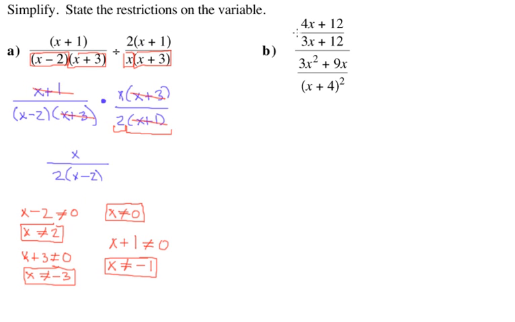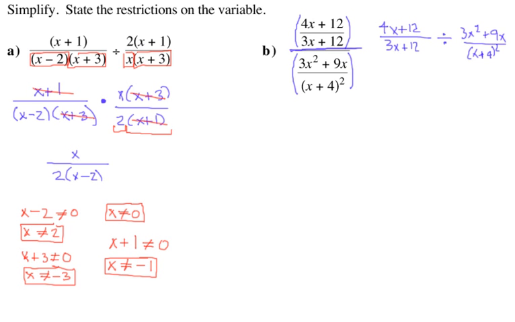So those are our 4 NPVs. Ew, 4-level stacked fraction. This means, this line should be drawn a little bigger usually to make this clearer. This means the top divided by the bottom. So this actually means 4x plus 12 over 3x plus 12. That's the numerator part, divided by, and now our denominator is the 3x squared plus 9x over x plus 4 all squared.